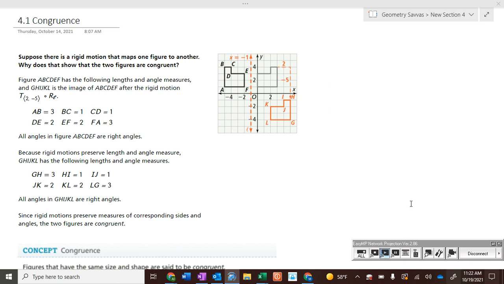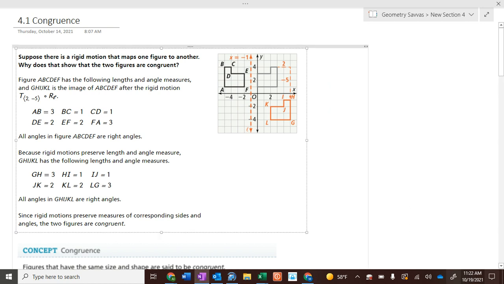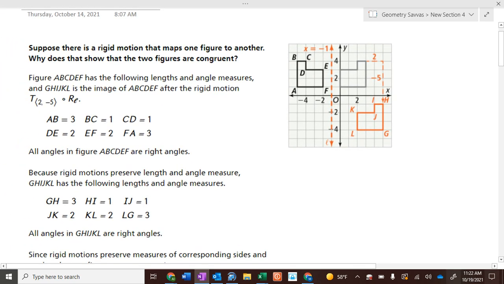All right, here we go. We're talking about congruence this chapter. And for things to be congruent, there has to be a rigid motion that flips, slides, rotates, or a combination of those rigid motions that maps one figure to another.